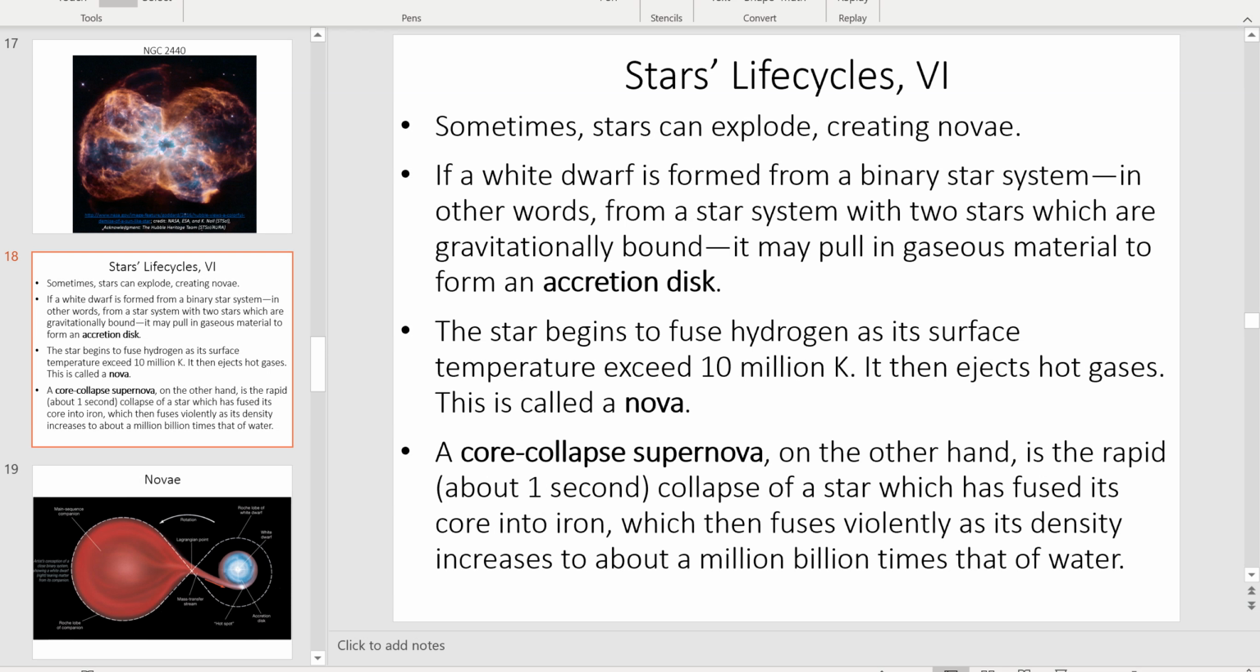Let's talk about what we call a supernova. In particular, I wanted to talk about a core collapse supernova. This is a much more spectacular explosion.